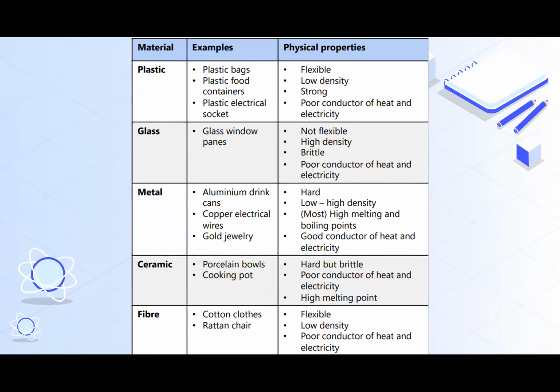Next material, we look at glass. We have glass window panels. Why do we use glass as a window panel? Because it is not flexible, it is brittle, and it is a poor conductor of heat and electricity. Thus, the house can let go of some heat, etc. Next, we have metal, ceramic, and fiber. All these things you can take a look at later. Let's carry on.